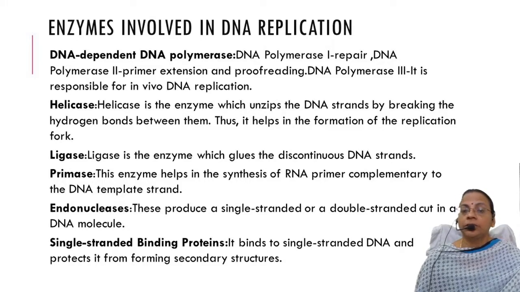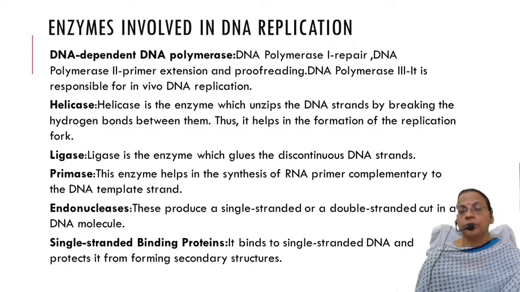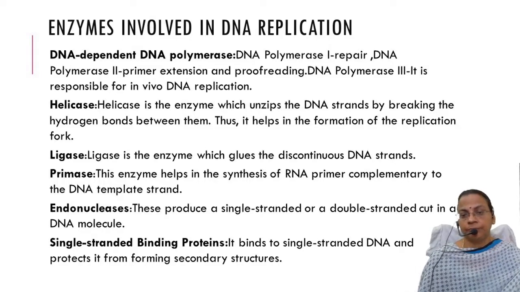Then there is one more proteinaceous factor called single-stranded binding proteins. As I already said, there is an ori. At the ori, there is a nick formation, a cut formation. As a result, when the helicase and the topoisomerase are binding, there will be a tendency of recoiling together. Even though topoisomerase is helping to relieve the tension, the strands will have a recoiling tendency.